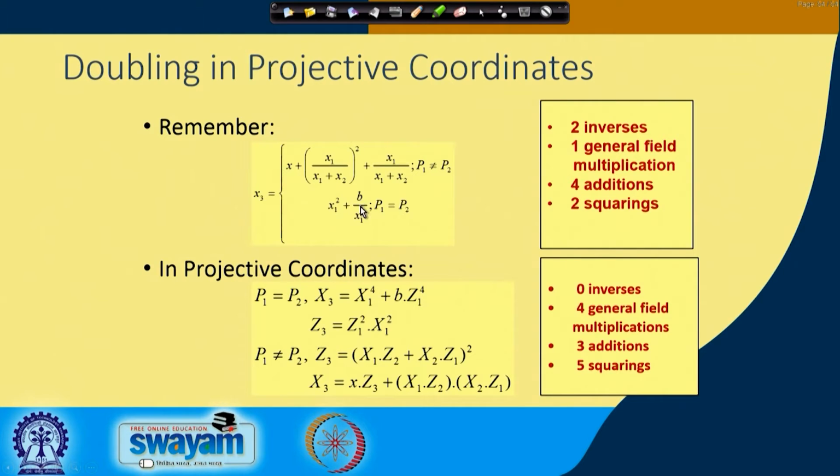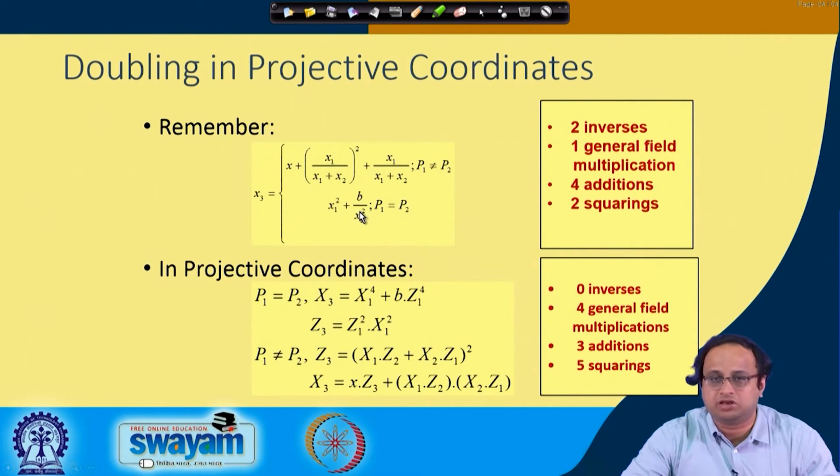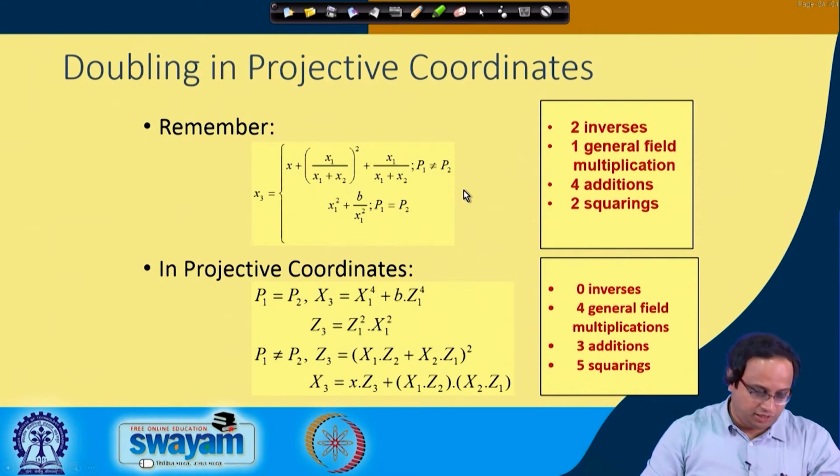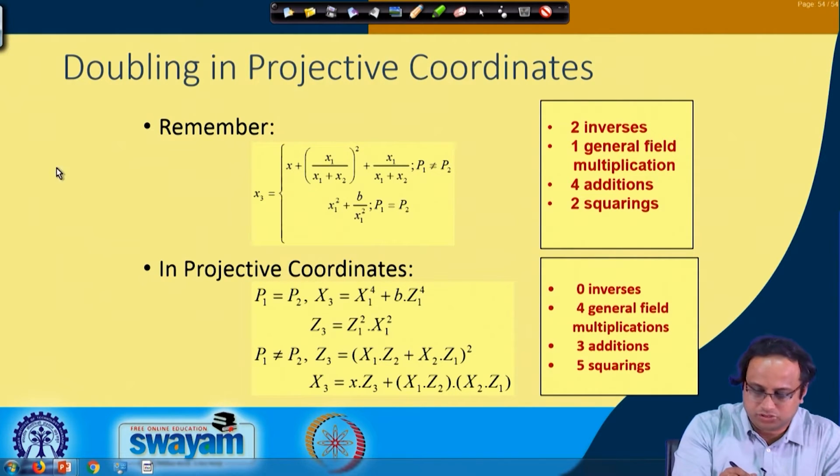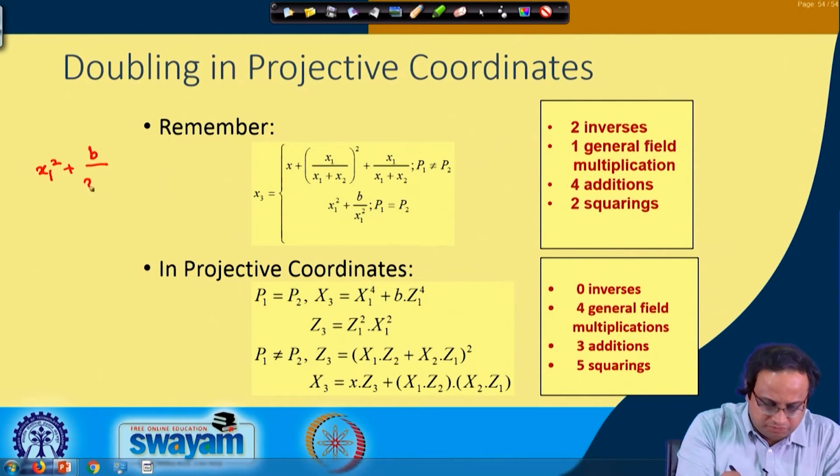You can easily see that if I want to do this computation, I need to do one inversion operation, because I have to calculate 1 by x1. So now let us see how we can transform this into the projective coordinate system. The computation that is required to be performed is x1 square plus b by x1 square.